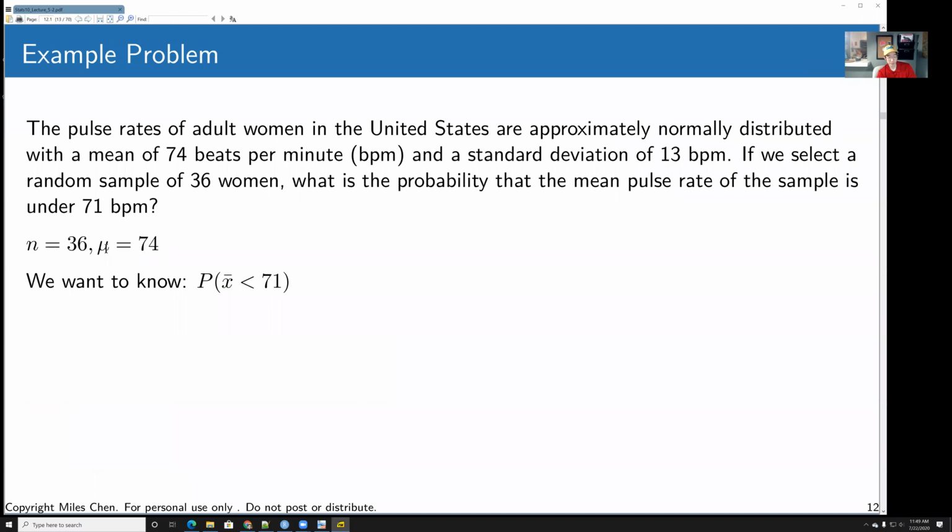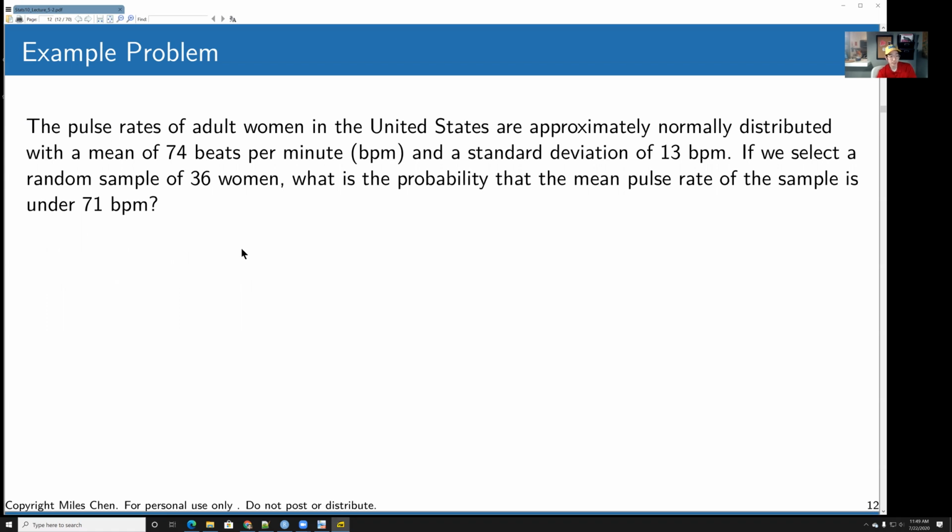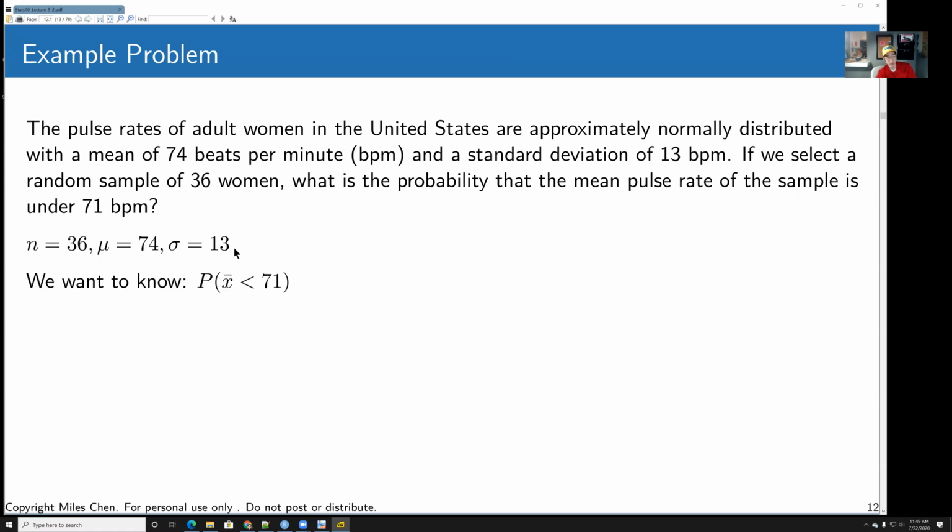Okay. The mean is 74. The standard deviation is 13. And we want to know what's the probability that the mean of the sample is under 71, okay?